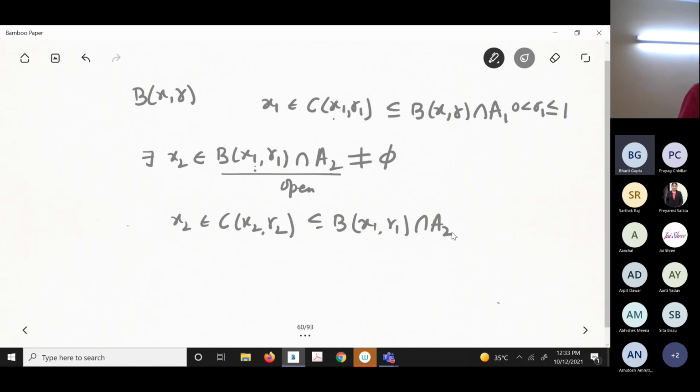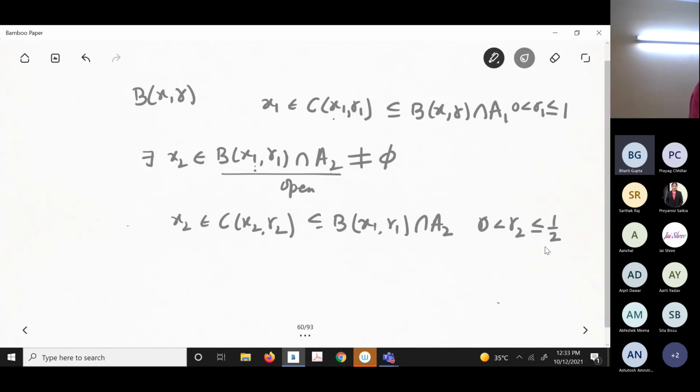Okay, right, and I can choose, of course, R2 with 0 less than R2. Not only that, I can choose it so that... I think I have forgotten to write it here. Anyway, it will come automatically.